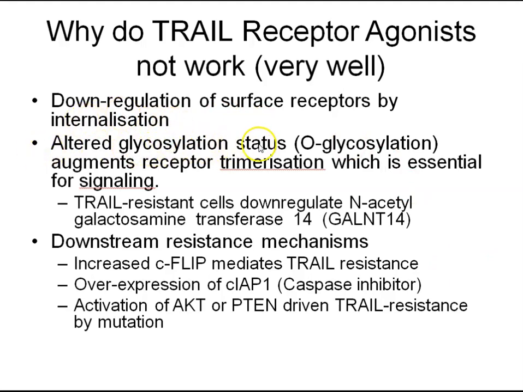We know that altered glycosylation status and downregulating this gene can result in altered TRAIL receptor glycosylation. We know that tumour cells can increase c-FLIP. c-FLIP can prevent caspase 8 activation. They can overexpress the cellular inhibitor of apoptosis 1, which is a direct caspase inhibitor, or causes caspase degradation. And we know that specific mutations of AKT or PTEN deletions can drive TRAIL resistance. So specific mutations here or here can make cells TRAIL resistant.